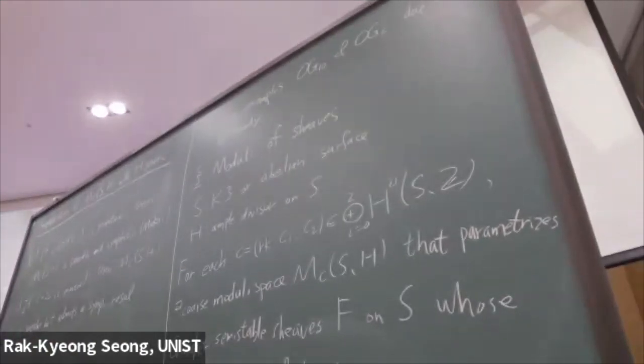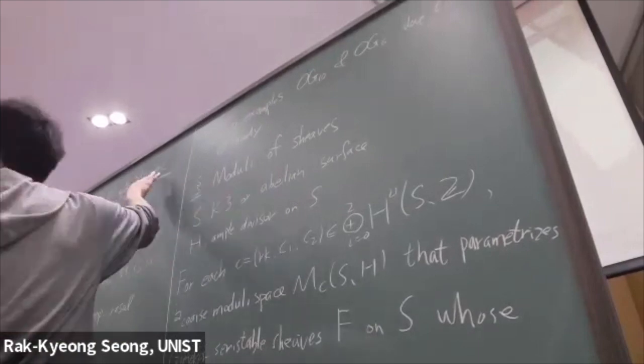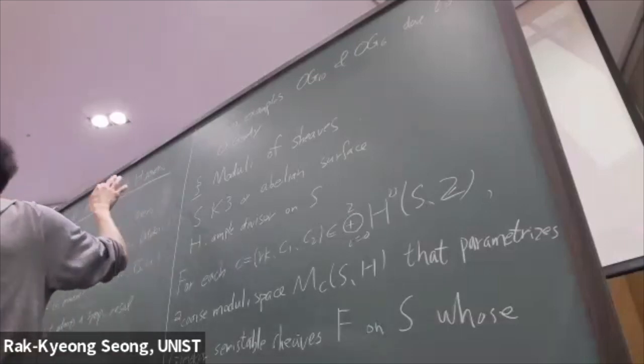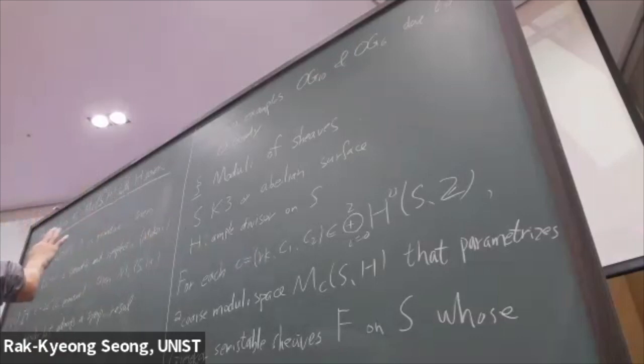So your polarization should be general. If we take non-generic polarization, then the moduli space gets more singular. And so even if this is primitive, this becomes singular, and in fact, the singularity is isomorphic to some fewer variety.